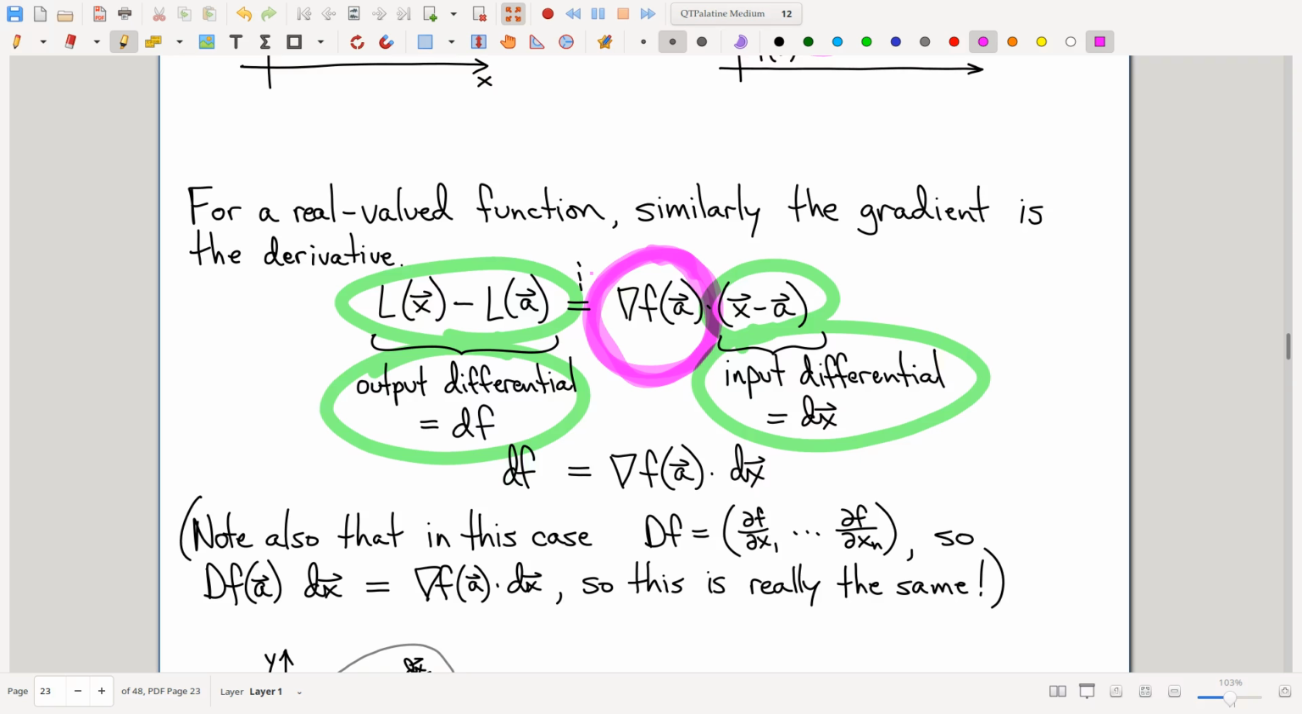Do I have to know a different formula for the real valued case compared to the vector valued case? With the vector valued case, the derivative matrix is the thing. Here, for real valued, do I have to switch gears and always think about it as dot product with the gradient? And the answer is no, you don't have to. You may, if you'd like, and sometimes this is very convenient. But you don't have to, because the formulas are really the same.